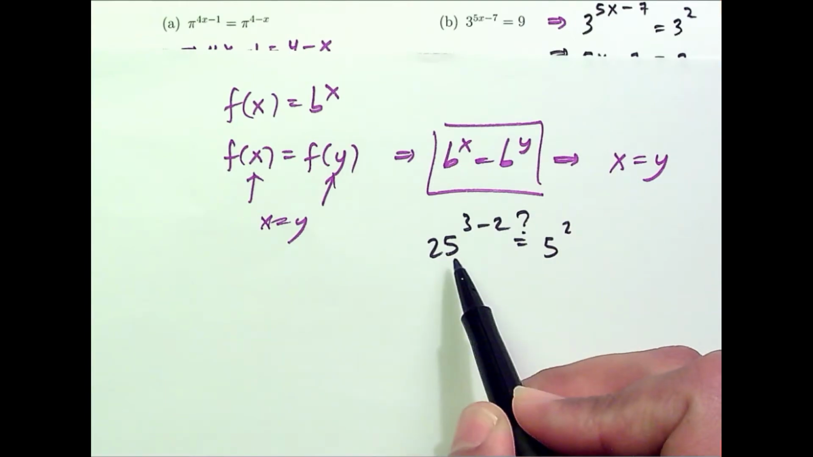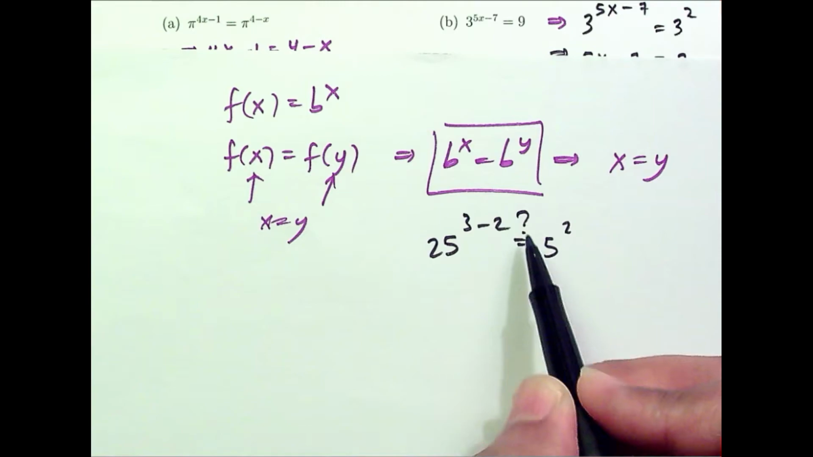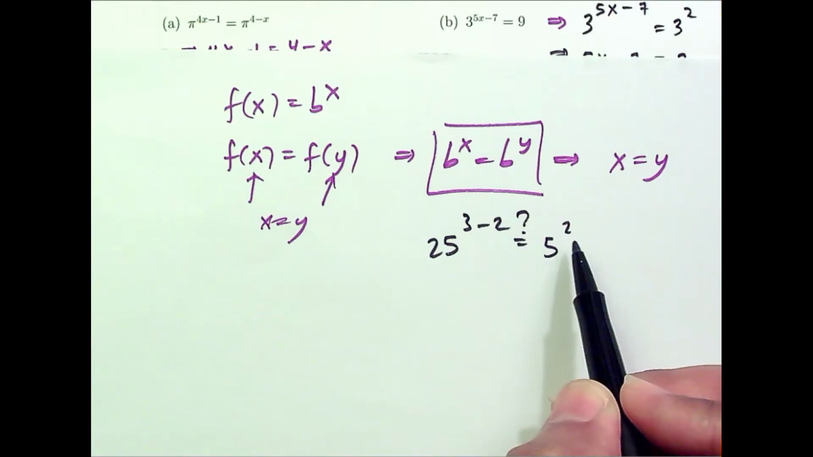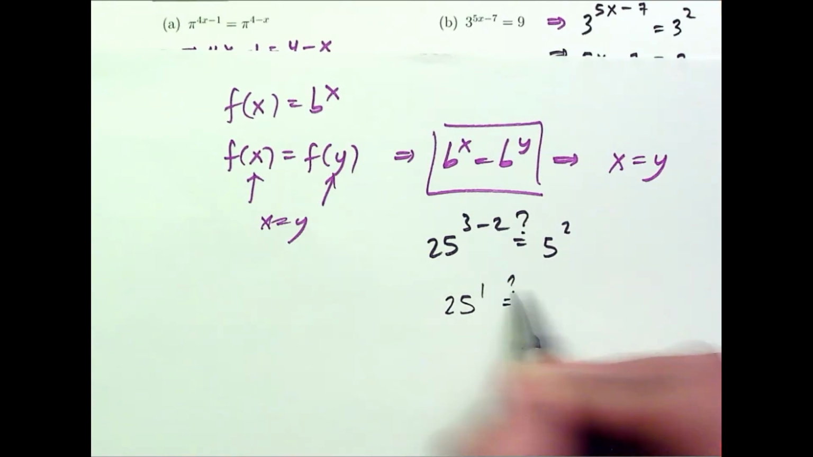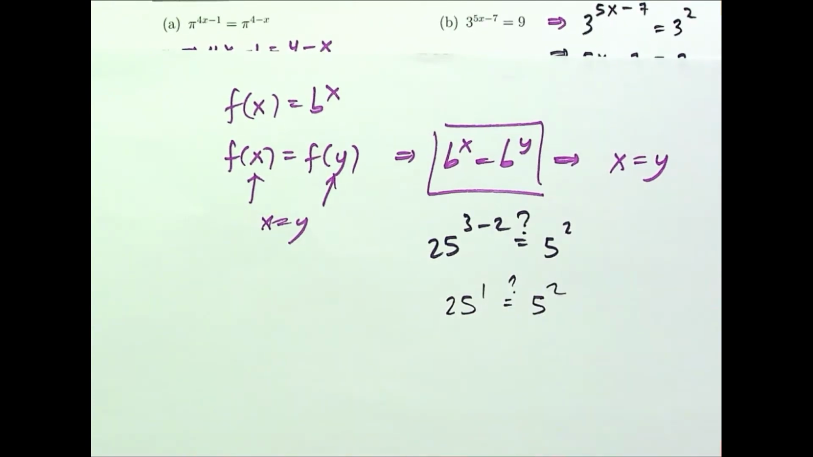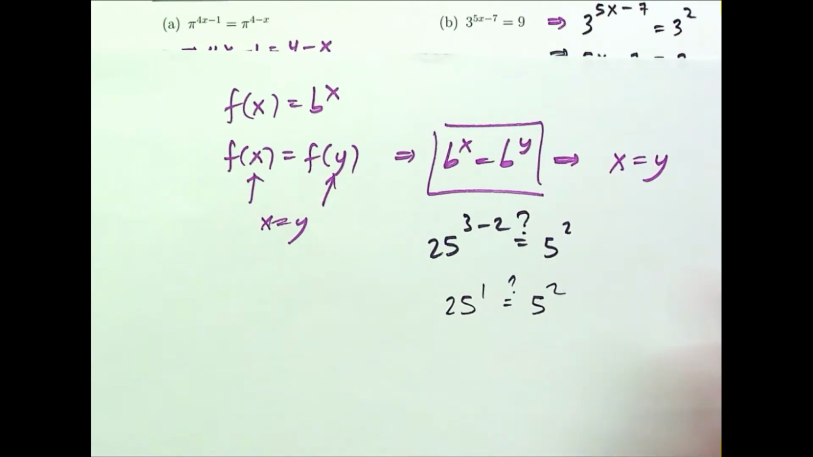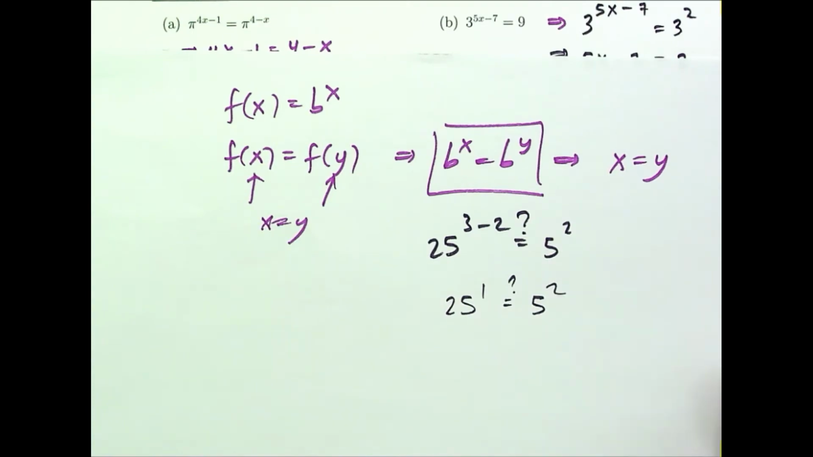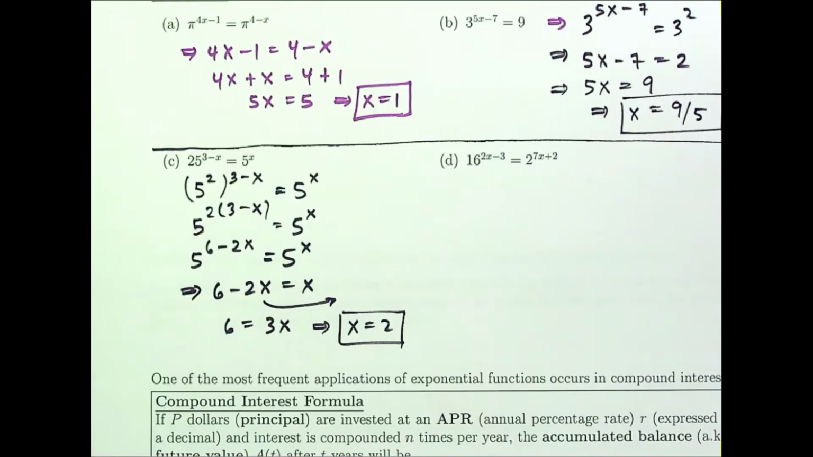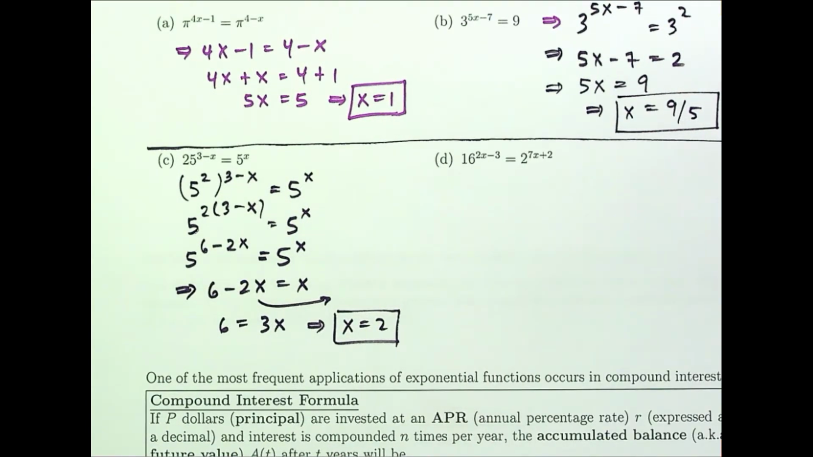When I plug in 2, 25 to the 3 minus 2, is it true that that's equal to 5 squared? Well, simplifying, that's 25 to the 1. Is it true that that's equal to 5 squared? Well, yes, because 25 to the 1 is 25, and 5 squared is 25, so both are the same. So you can check your work by plugging that back in there. You don't have to if you are sure you didn't make any mistakes.